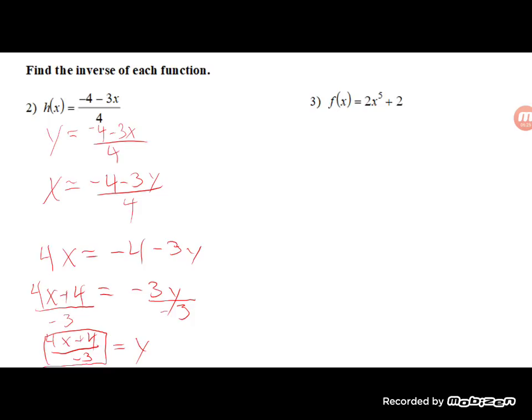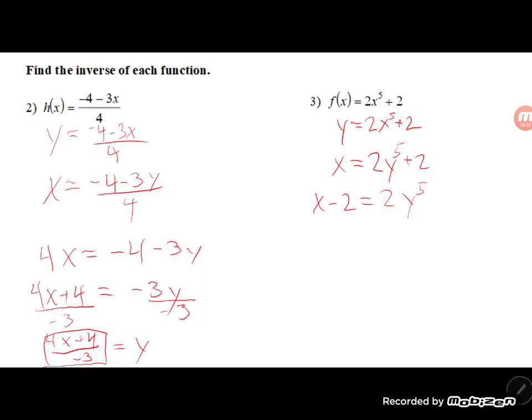Alright, so let's go ahead. We gotta do it again. The equation's a little bit more complicated this time, but if you have the concept, it's really not that hard. So we're going to do the same thing. Notice the concept's still the same. We want to switch x and y. And now we're going to go ahead and solve for y. So we subtract 2 from both sides. We get x minus 2 is equal to 2y to the 5th.